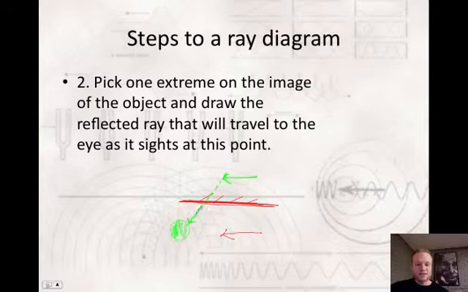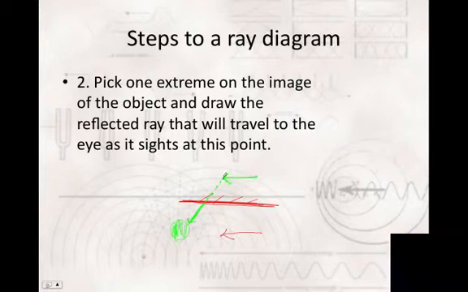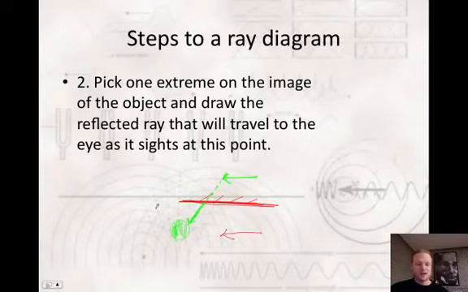This is a reflected ray that I'm drawing right here, and these dotted lines are basically imaginary lines, if you will, but this is to show that it's producing the end point of this arrow. So I'm going to draw a little arrow right here and call this a reflected ray. So that's step 2. I picked one extreme on the image. I could have picked the other end of the arrow if I wanted to, but I picked this end of the image of the object and drew a reflected ray that will travel to the eye's sight point, or this head we're using for this image.